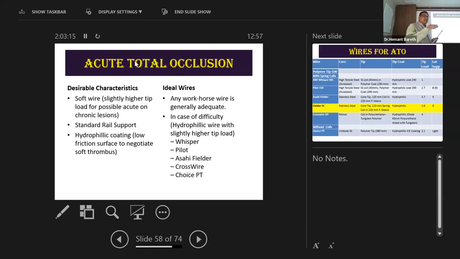But sometimes when there is a little bit of fibrosis there, and it's like an old MI where the thrombus might be getting organized. So if it is particularly an out of window period MI you are trying to do, where the thrombus may have been organized, you might require a wire with a higher tip load. And that is when you would require a soft wire.